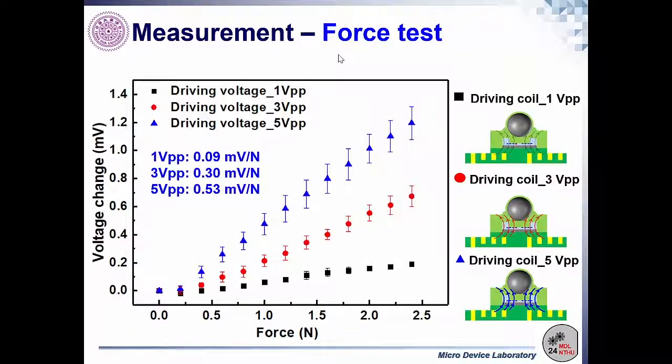This measurement depicts that the sensing voltage and sensitivity can be further modified and tuned by changing the driving voltage depending on the needs of the application. In other words, if the initial distance between the driving and the sensing coil is different in your application, you can compensate by tuning the driving voltage, which offers more flexibility in the system integration.